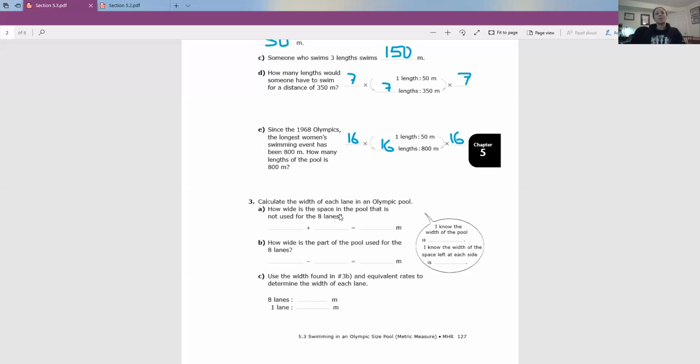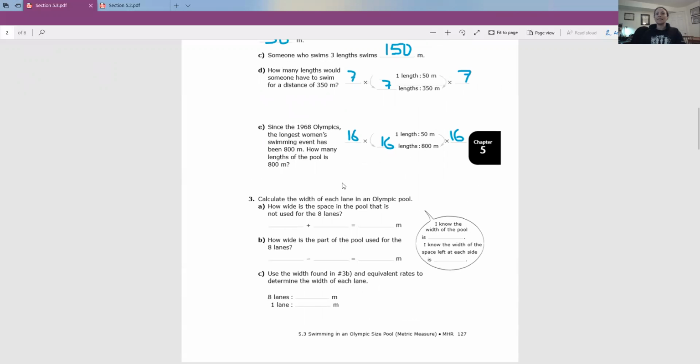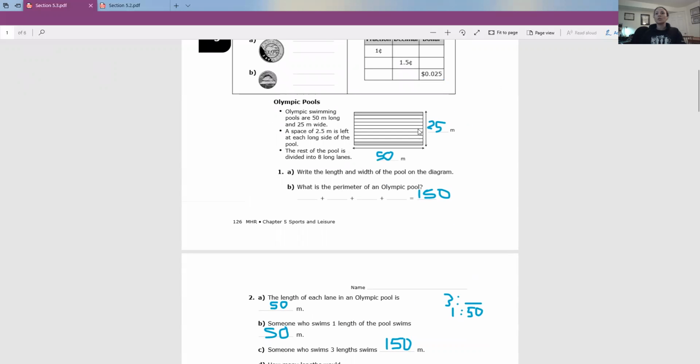All right, moving down to part 3, we're going to go back to our pool that we were looking at. Calculate the width of each lane in an Olympic pool. That's what our goal is down here. So how wide is the space in the pool that is not used for the 8 lanes? They're looking for this little gray area.